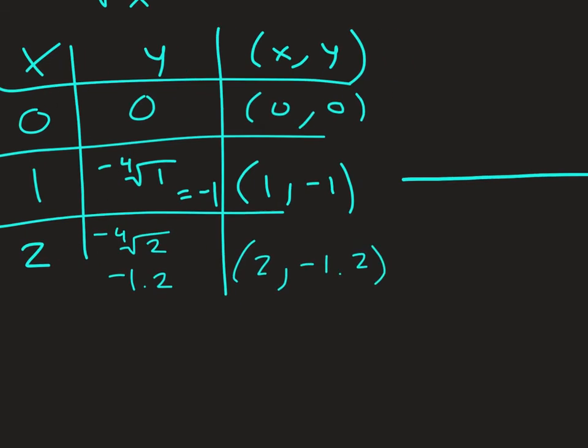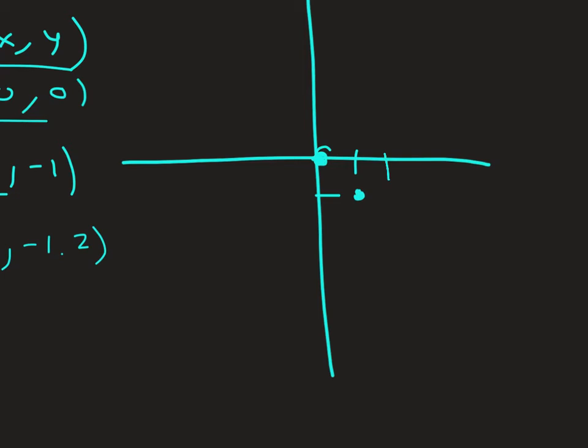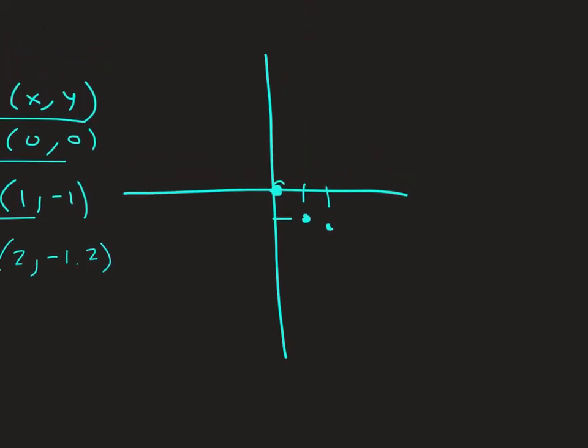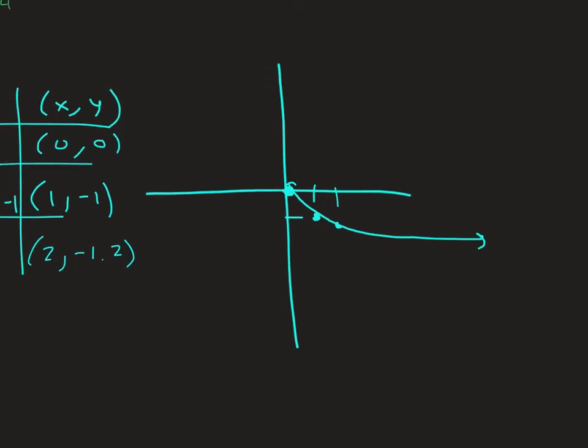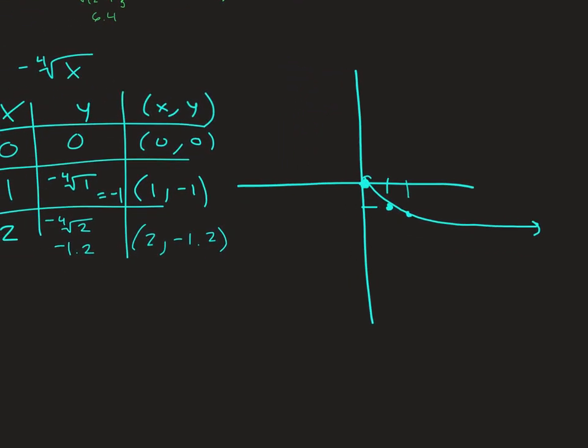So let's go to our graph. We plugged in 2, got negative 1.2, which is just past 1. So our graph looks like this. The fourth root graph is very similar to the square root graph, but it just takes longer to get up. So it's kind of just flatter than the square root.